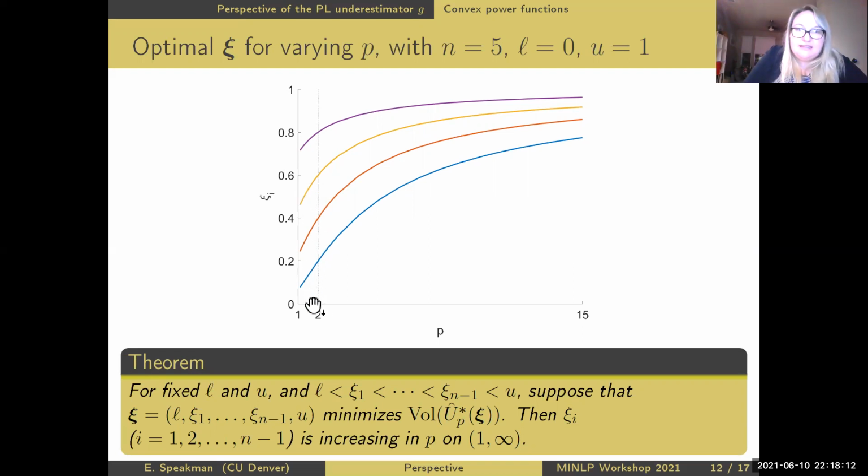Now, when P is less than 2, strictly greater than 1, it's optimal now to be shifted towards the left end of the interval, for all these points to be shifted towards the left end. When P is greater than 2, you can see the opposite happens. It's optimal for those linearization points to be shifted towards the right of the interval, to be shifted towards the upper end. And this is what this theorem is telling us.